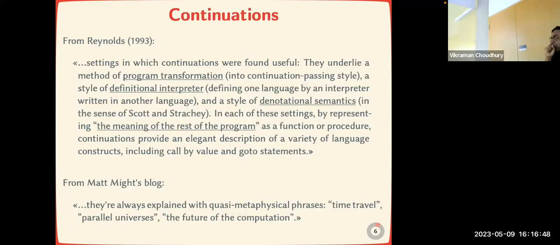Okay, so from the title of my talk, you know that continuations will be involved somehow. It's such an old concept, I don't know what to even say. I took this paragraph from Reynolds, who wrote this amazing survey showing that continuations have been discovered and rediscovered in many ways in denotational semantics, in program transformations, and in interpreters, starting from Algol to Scheme and everywhere. But in general, it's something which indicates the meaning of the rest of the program, right?